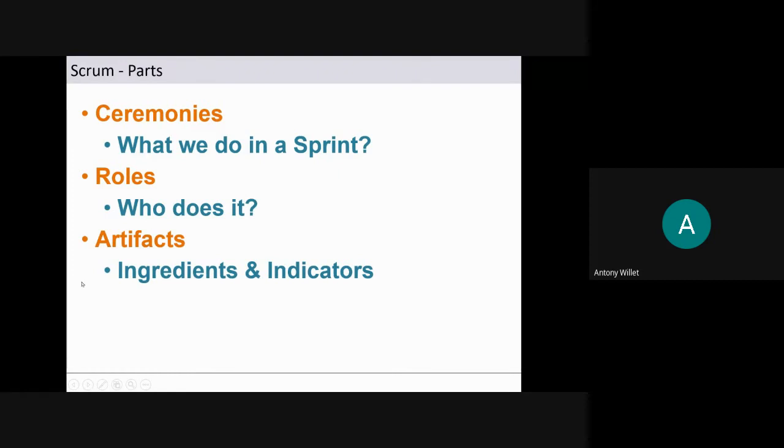Artifacts: what are the main attributes or the main parts in the Scrum methodology? They are the ingredients of this. For example, the sprint increment or the sprint output is one of the artifacts of Scrum. Some of the reports and indicators will also be artifacts.